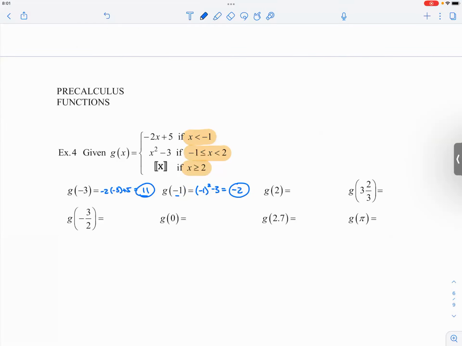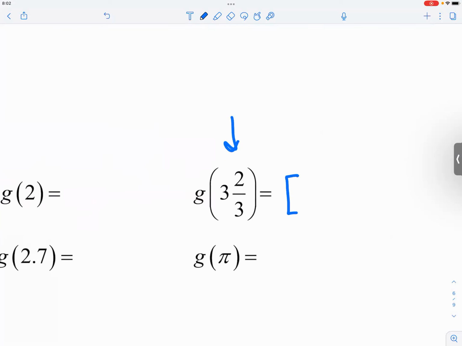All right. And let's do this one here. G of 3 2/3. Okay, we don't usually use mixed numbers, but here we are. What about this one? Which piece do we use? The third one, the step function one, right? So we say, oh yeah, we have a number x that is greater than 2. So we have this step function of 3 2/3. It's going to give you 3.